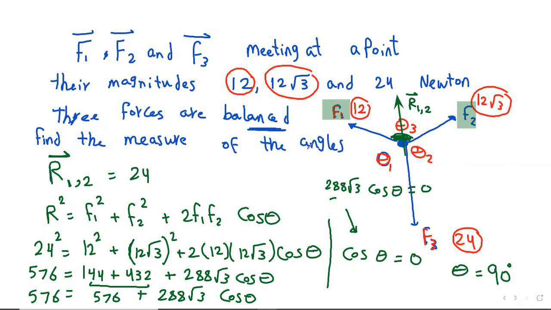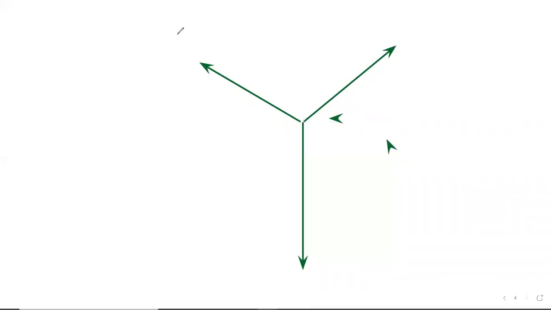What is the next step? The next step is to do the same steps. I have here 12, and I found that the angle between F1 and F2 is 90. This force is 12, this force is 12 root 3, and this force is 24. And don't forget, they are in equilibrium and meeting at a point.